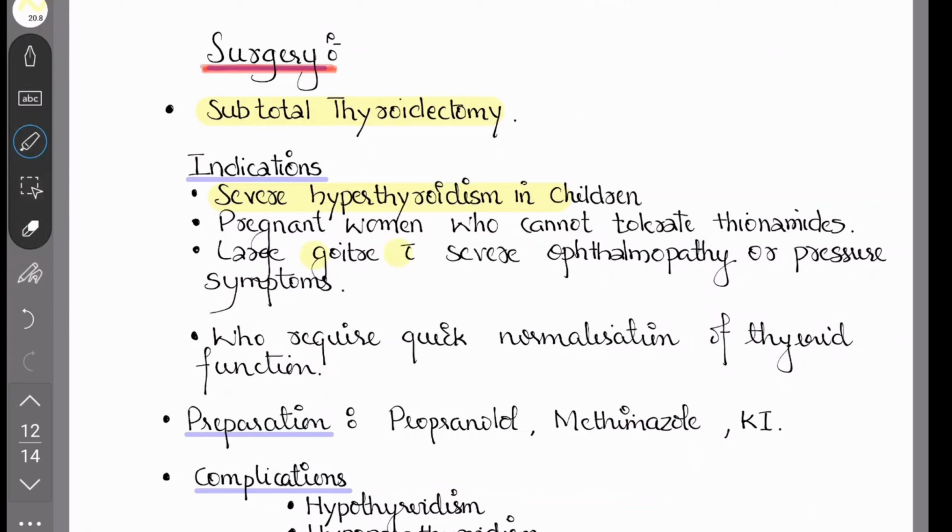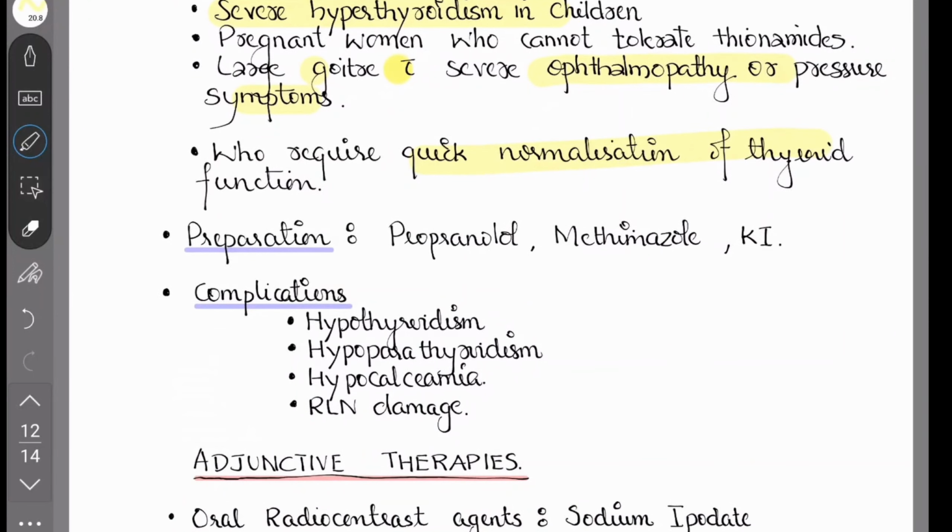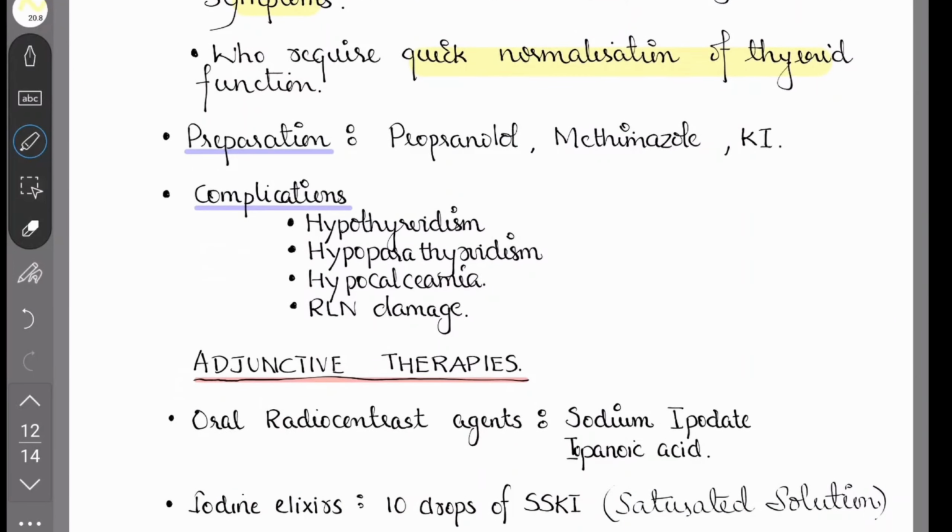Then a large goiter with severe ophthalmopathy or pressure symptoms. Next, the patient who requires quick normalization of thyroid function, we use surgery. How will you prepare? The preparation of the thyroid gland is very important for the surgery. Otherwise, it can cause thyroid storm. That is a very dangerous condition.